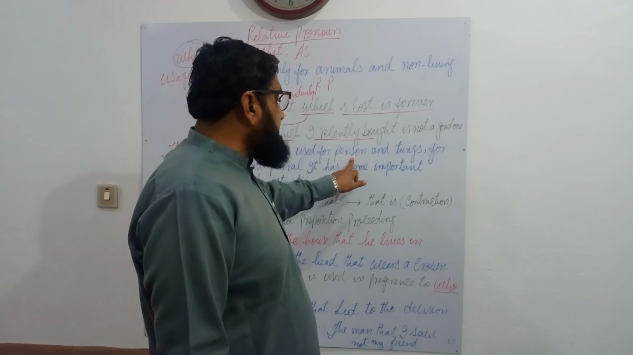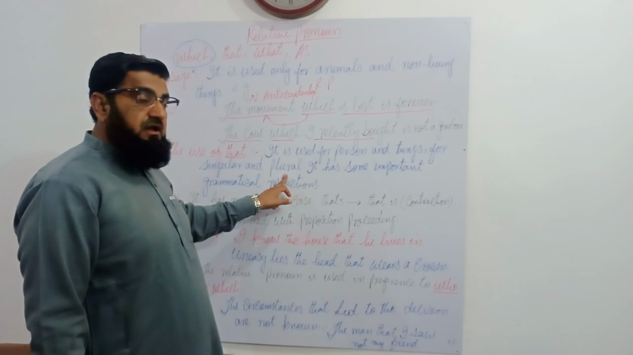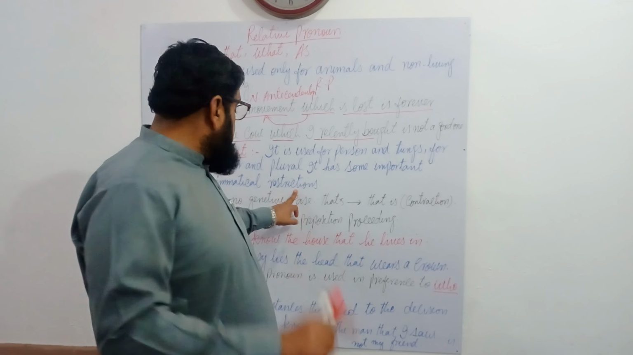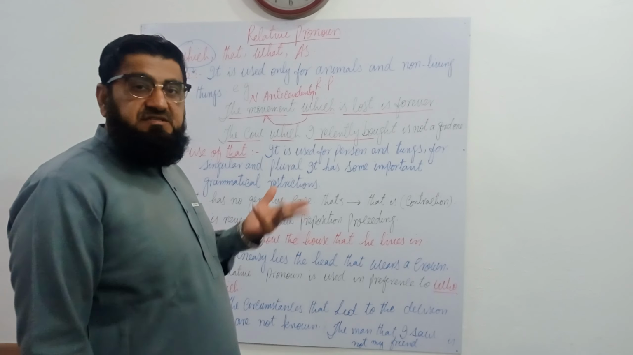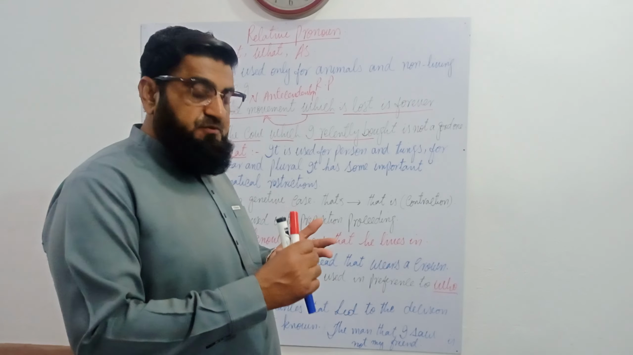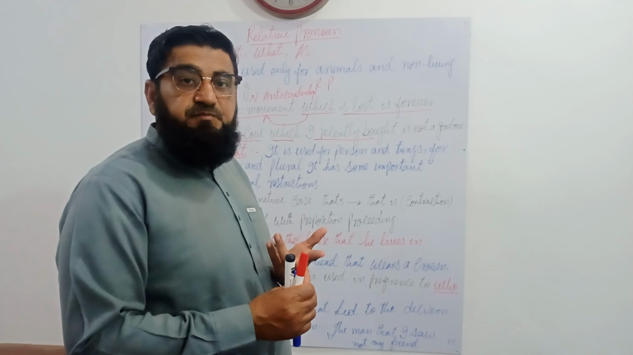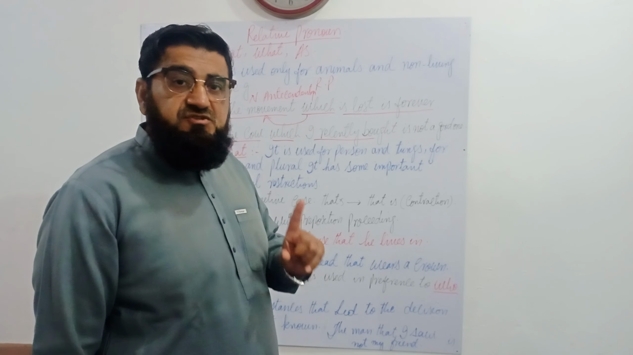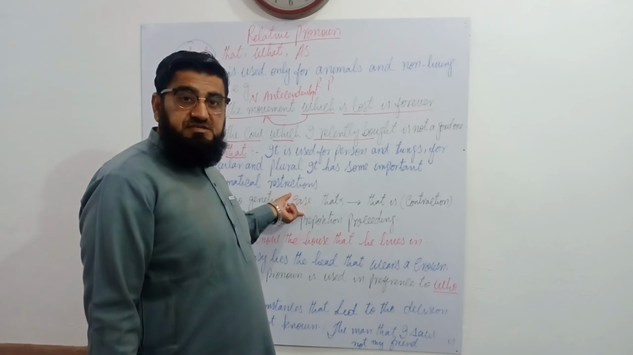It is used for person and things, for singular as well as plural. It has some important grammatical restrictions. Number one, that has no genitive case. Every pronoun contains three cases: one is subjective case, another is possessive or genitive case, another is objective case. That contains no genitive case. There will be no genitive case of that.